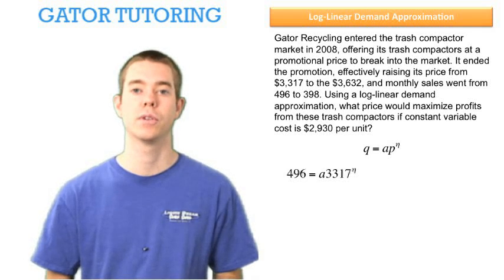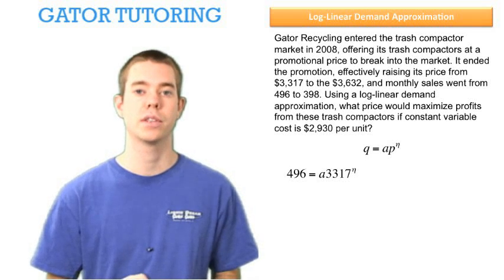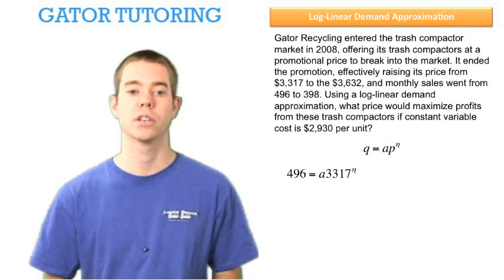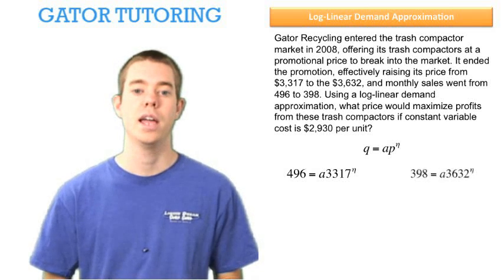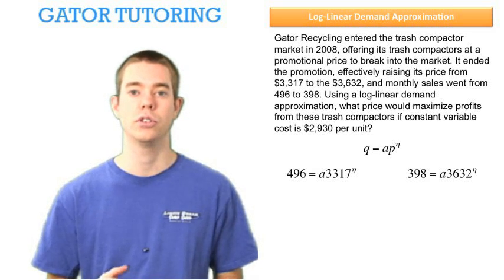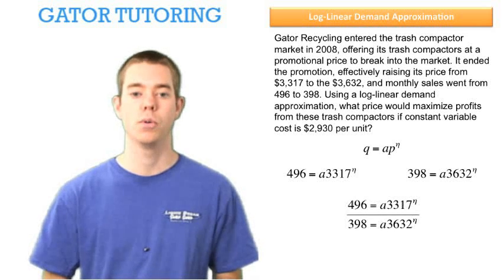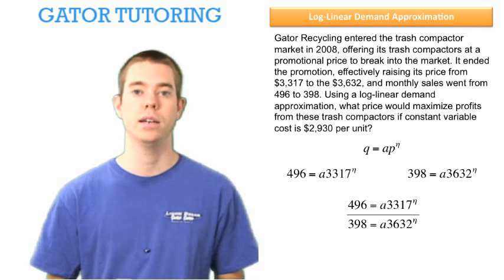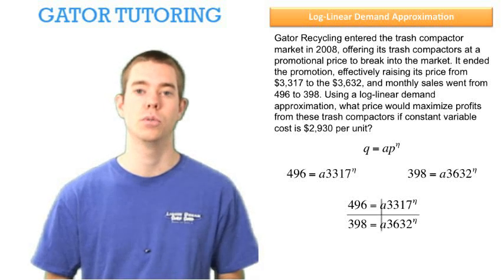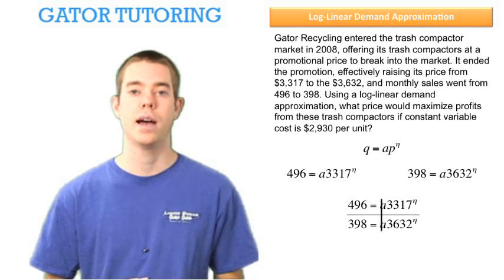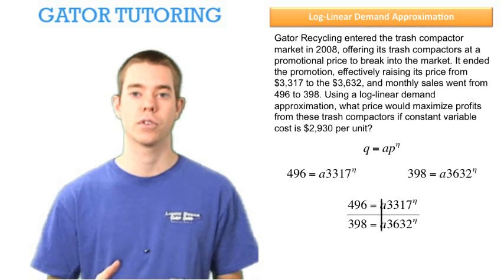So right now we have two different equations. We have a price of $3,317 giving us 496 units, and we have a price of $3,632 giving us 398 units. We want to divide both of these, and the reason we do this is right now we have two variables, A and eta. If we can cancel out those A's, which we see that we can do by dividing these two equations, now it's simple enough to solve just for eta.